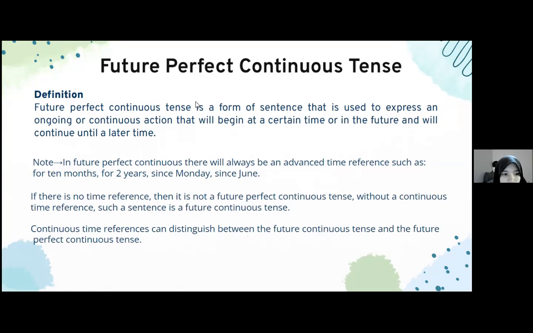If there is no time reference, then it's not a future perfect continuous tense. Without a continuous time reference, such a sentence is a future continuous tense. Continuous time reference can distinguish between the future continuous tense and the future perfect continuous tense. Next.